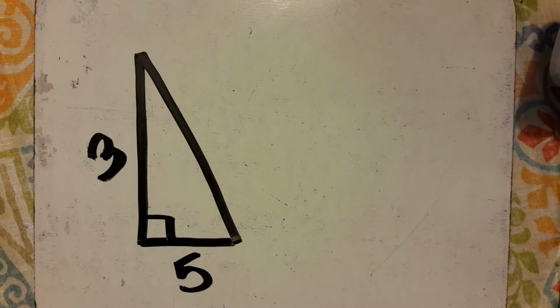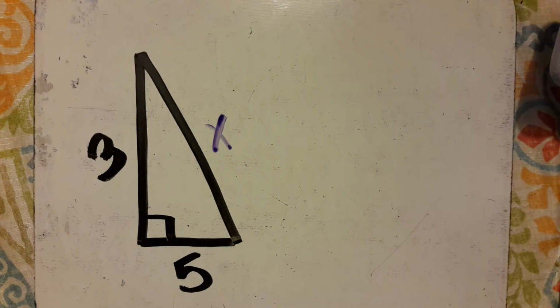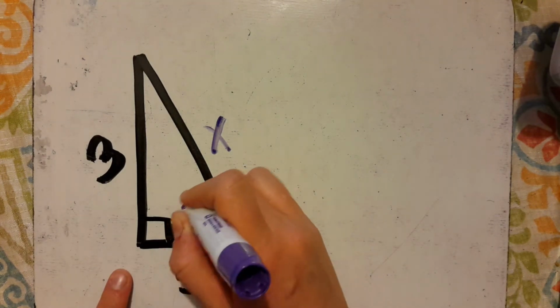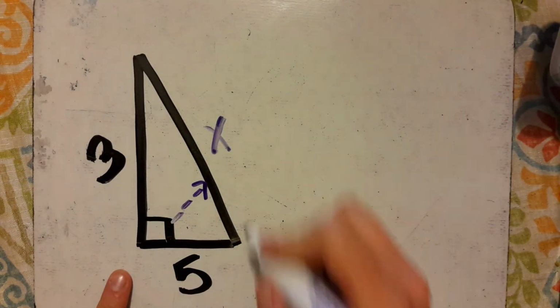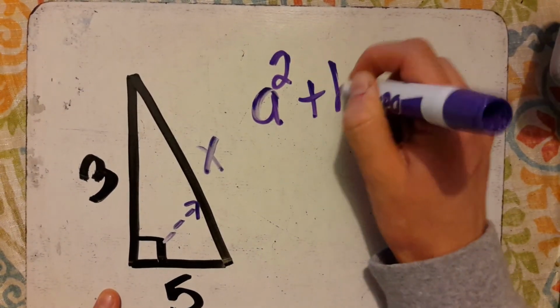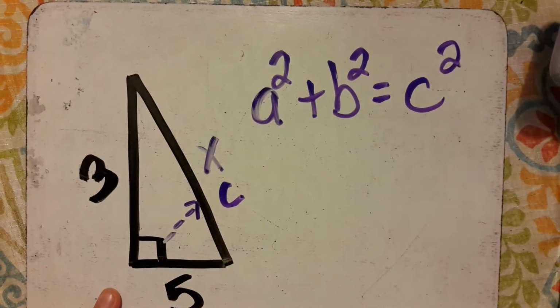So let's say I'm given the following triangle. The directions are find the missing side. My first step for you would be to identify which side is the hypotenuse. So find the right angle, go diagonally across. That's your hypotenuse, which if our formula is still a squared plus b squared equals c squared, that's my c.